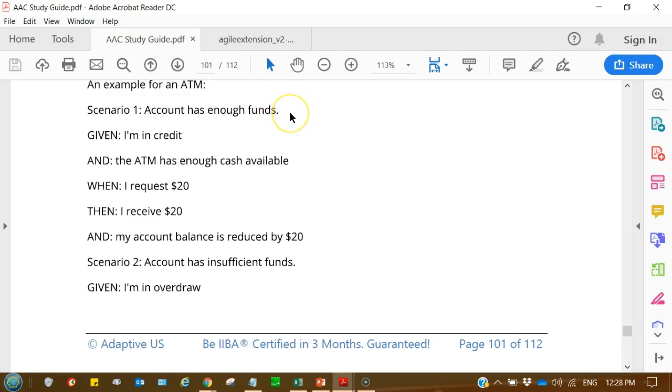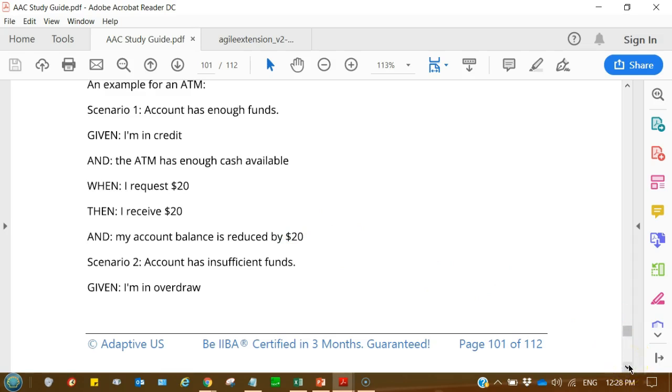You can create something that says, okay, I have enough money in my account and there's enough cash available, and I put in a request, and the system responds to my request successfully, and all of my post conditions are met. I got my money and my account balance is reduced.